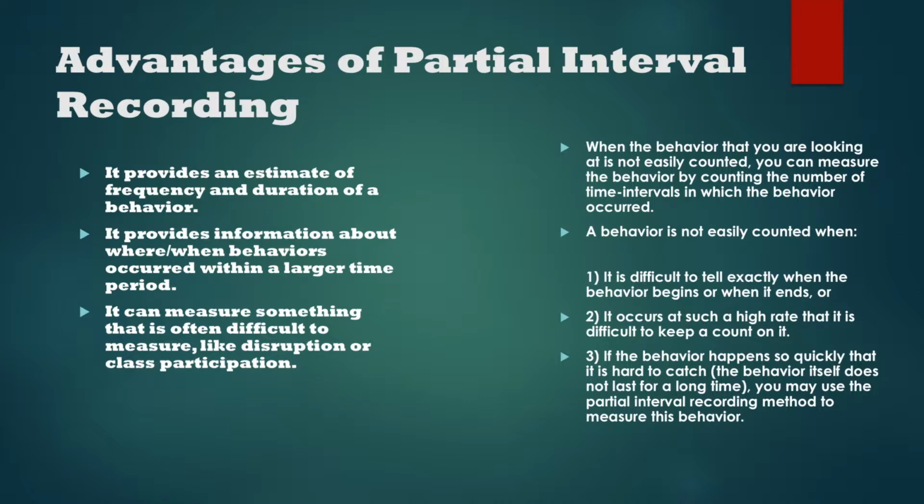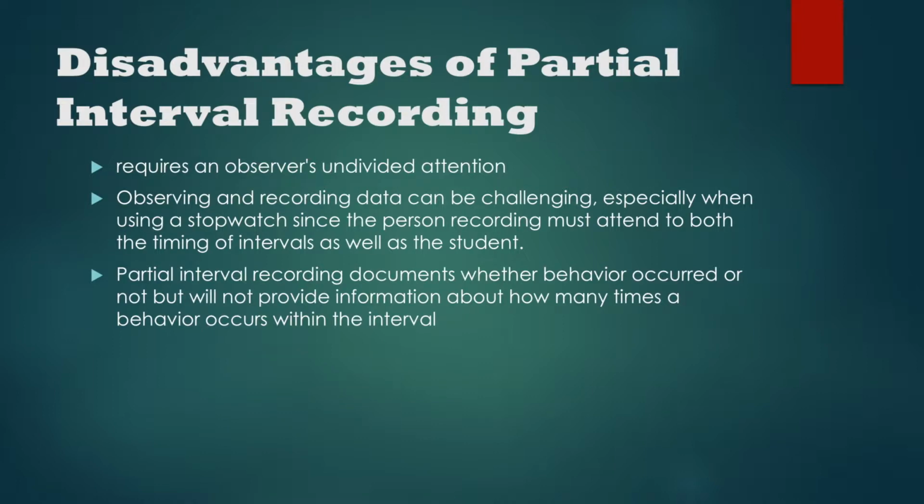A coin must have two sides. So apart from the advantages, what are the disadvantages of partial interval recording? First, it requires an observer's undivided attention. Observing and recording data can be very challenging, especially when using a stopwatch, since the person recording must attend to both the timing of intervals as well as the student. And partial interval recording documents whether behavior occurs or not, but will not provide information about how many times a behavior occurs within that interval. So these are the disadvantages.